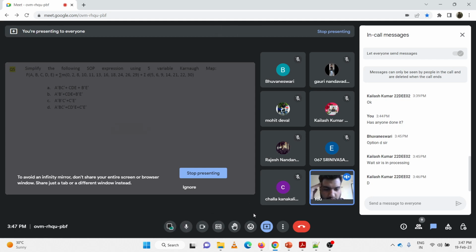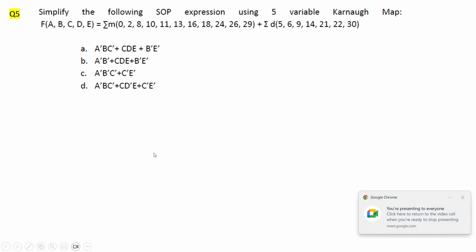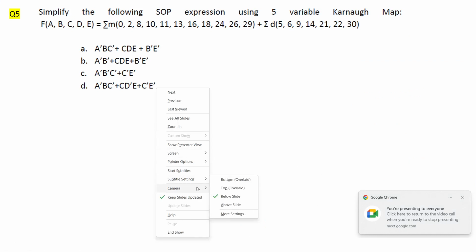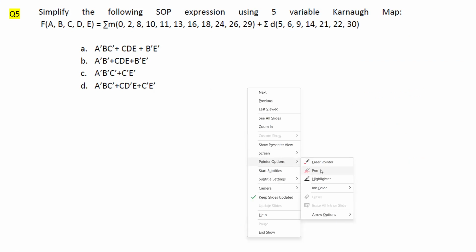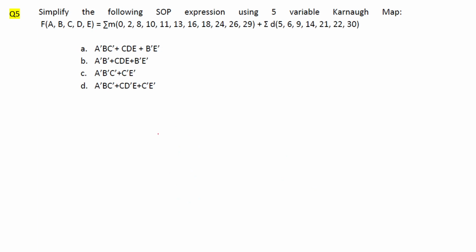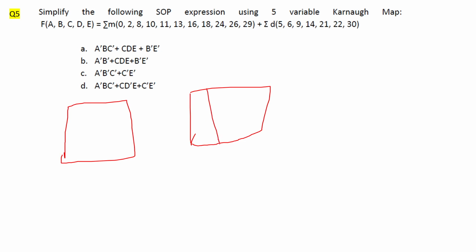Now I'll just show you the solution. I'll quickly go through it. I hope everyone was able to do it. Now I'll just show you the solution quickly. Let me just draw the 5 variable K-map. So we have these 2 4 variable K-maps.